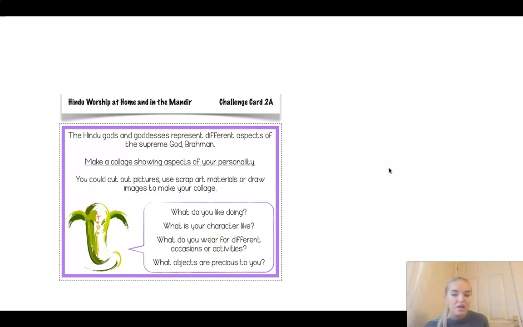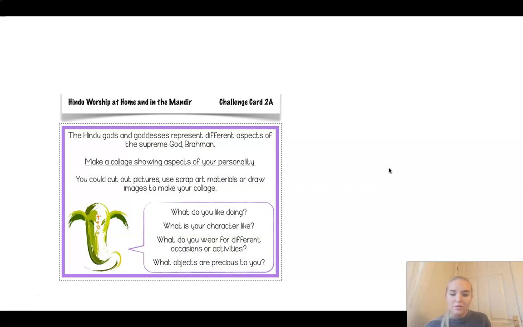Are you patient? What do you wear for different occasions or activities? You might wear something when you're doing sport or something when you're doing something else. And what objects are precious to you? Because we saw that some of the deities today were holding specific objects because that reflected the type of person that they were. And I would like you to try and make a collage showing your personality.